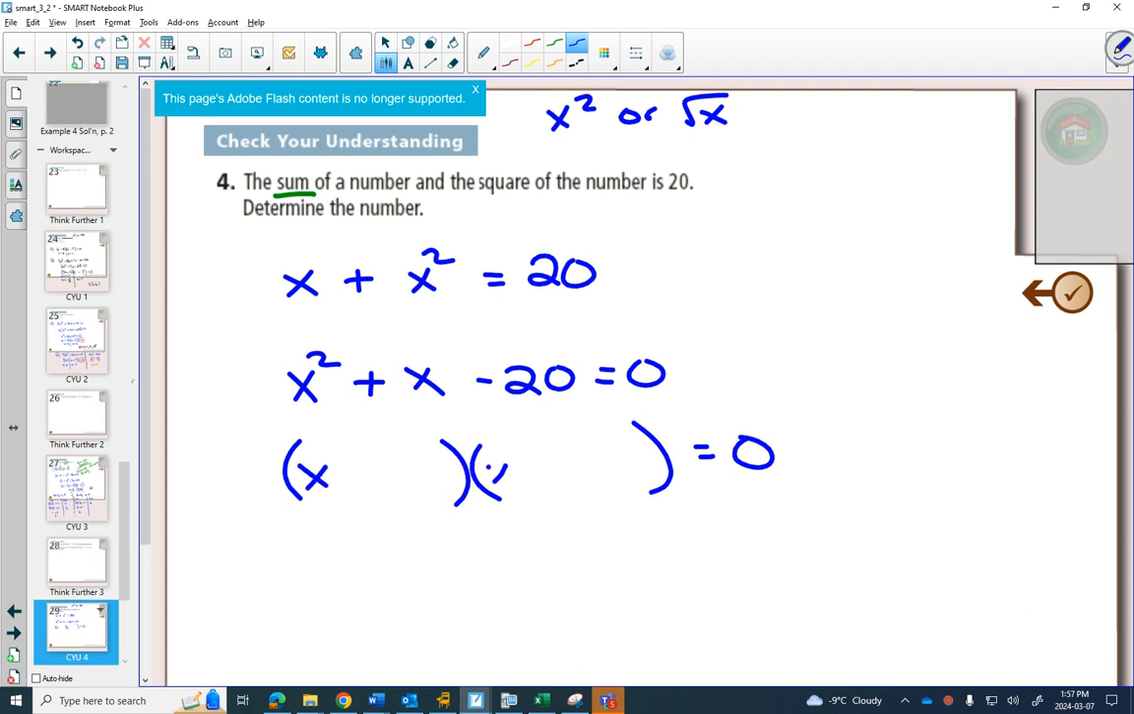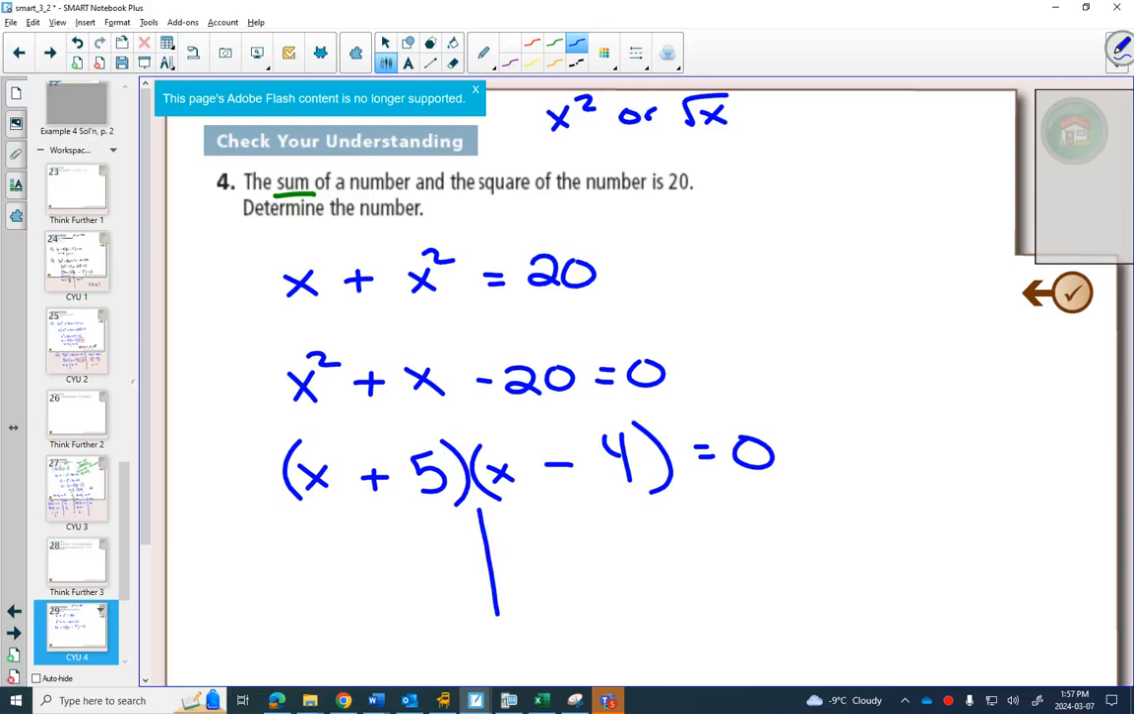It would have to be x and x. Ooh, 20 is like 5 and 4, 2 and 10, 1 and 20. Does the number jump out to you? 5 and 4. Oh, because we got 1 there, right? So 5 and 4 will make my outside 4, my inside 5. I need plus 1, so I'm going to make my 5 positive and my 4 negative. Multiply it out and double check, and sure enough, 5 times minus 4 is negative 20.